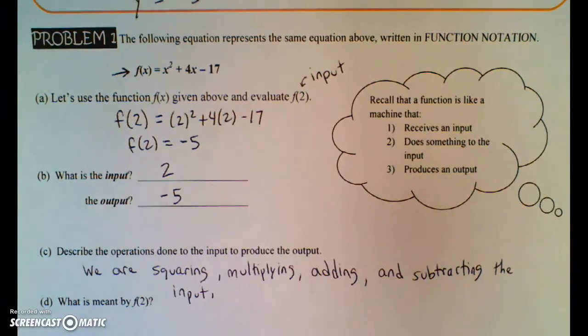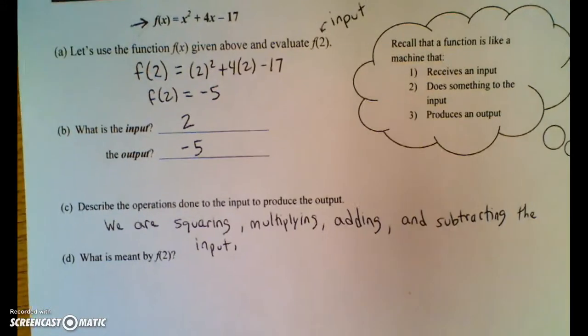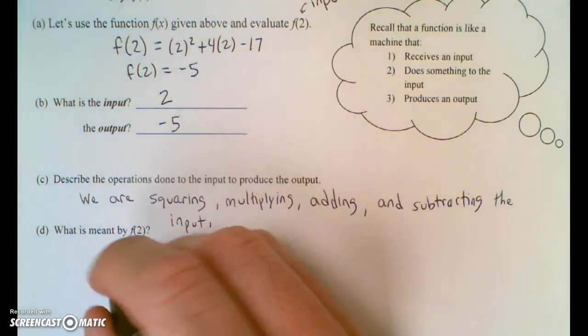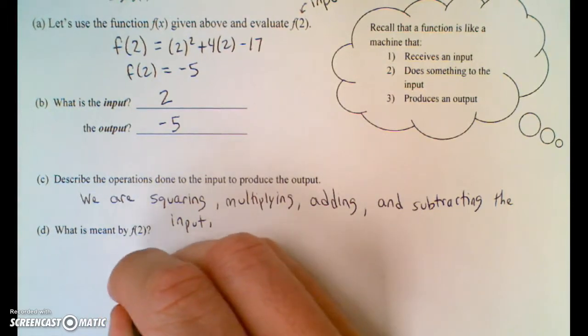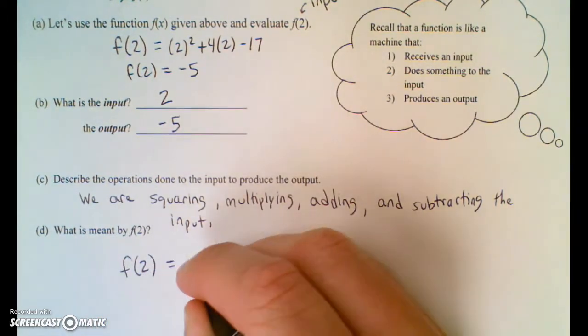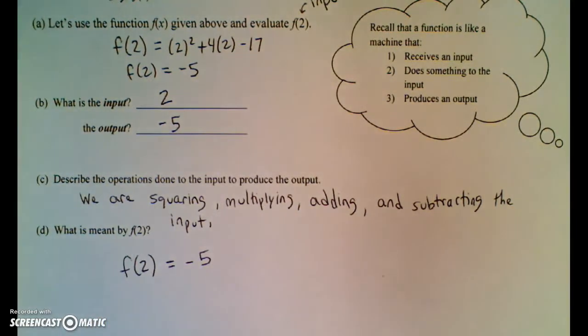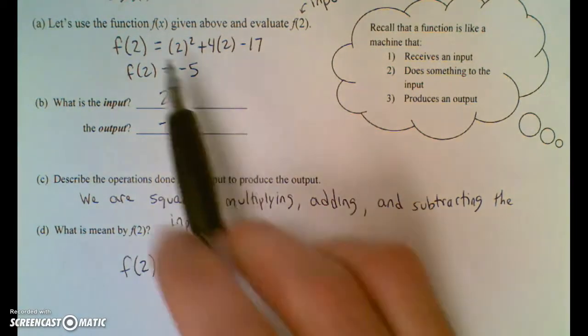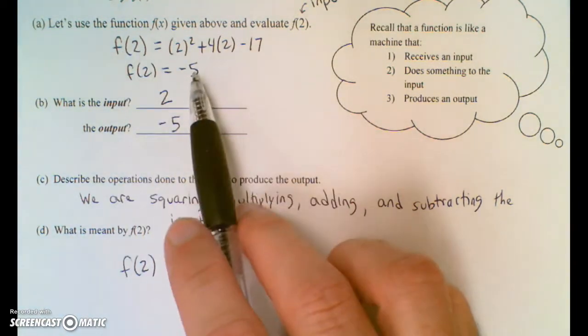So what is meant by f of 2? Well, f of 2 is asking, what is your output when your input is 2? So I can rewrite this as f of 2 equals negative 5. My input of 2 gives me an output of negative 5. That's what it's meant by f of 2. It's asking you to tell me what's the output when 2 goes into your function. So when 2 goes into this rule up here, what comes out?